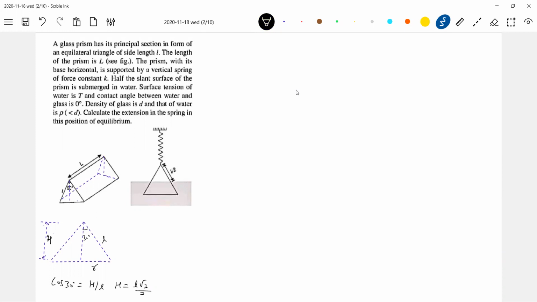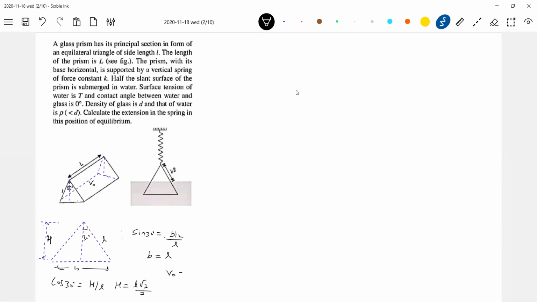So then what is the volume of the prism? Volume of the prism V naught should be equal to half into base length. Okay, what will the base length be? Let me find out the base length also. Sin 30 is equal to B by 2 by L. So B is equal to L.